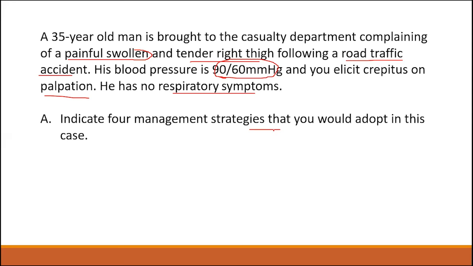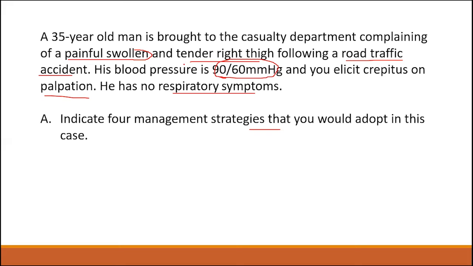Like I said earlier, people who come with this kind of fracture could have bleeding internally, so it could be hemorrhage. And for that reason, the blood pressure is going down. So what you want to do is a fluid resuscitation. And once you are doing your fluid resuscitation, you should do your cross matching and get blood for transfusion. So 1, fluid resuscitation, and blood should be cross matched and available for transfusion. Secondly, pain relief with analgesics.